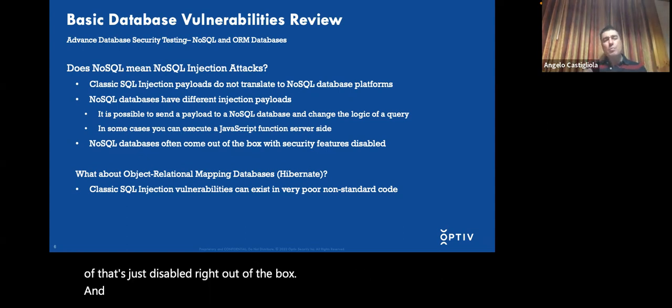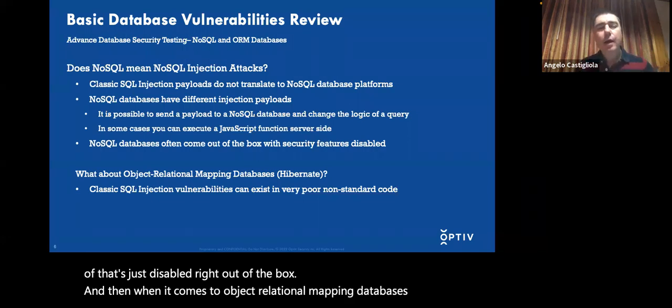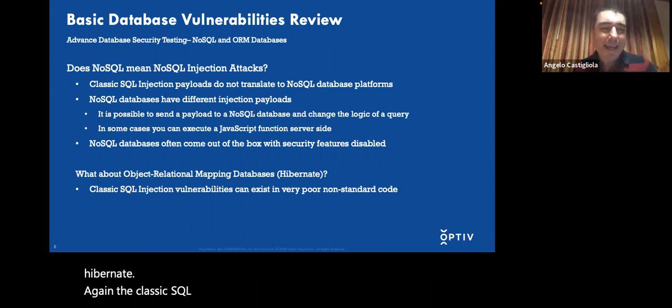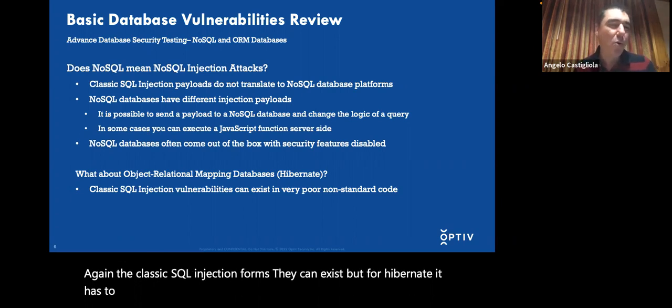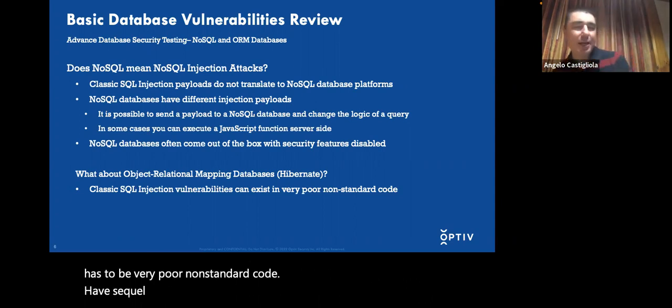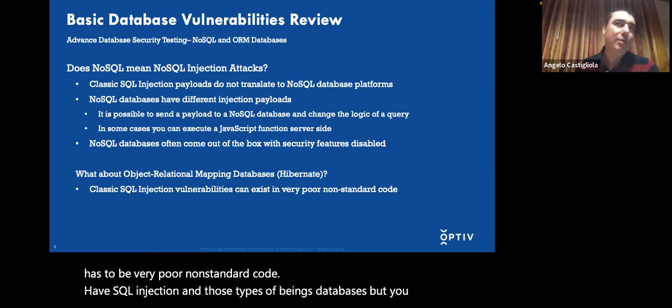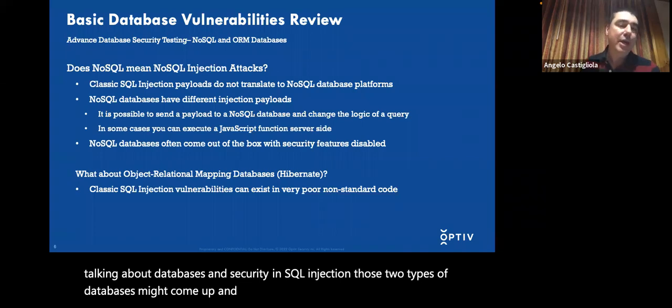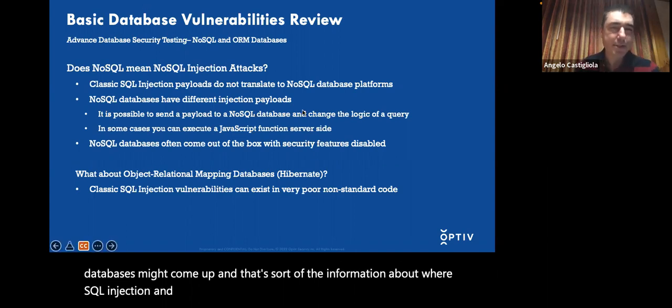And then, when it comes to object relational mapping frameworks such as Hibernate, again, the classic SQL injection vulnerabilities can exist, but for Hibernate, it has to be very poor, non-standard code to have SQL injection. But as you're talking about databases, security, and SQL injection, those two types of databases might come up, and that's the information about how SQL injection and security play a role in those databases.